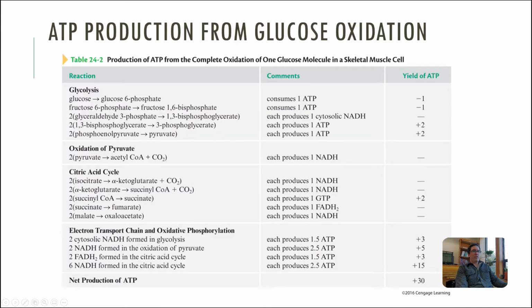Alright, so let's look actually at how much energy we get in the form of ATP from the oxidation of glucose. So here we have glycolysis. We get a total of 2. Add that up. The oxidation of pyruvate, the next step, we don't get any ATPs. We get 2 ATPs from the citric acid cycle and a whopping 26 from the electron transport chain and oxidative phosphorylation. So right away we can see a couple of things.